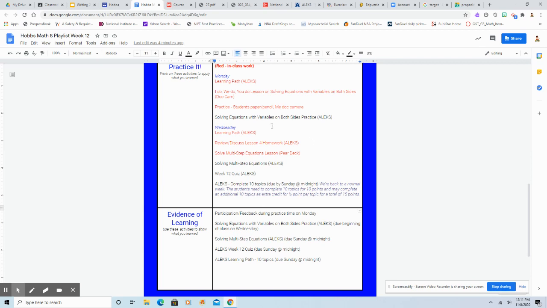Wednesday, again, we're going to review and discuss the lesson 4 homework. I am going to take the ALEKS problems. I do anticipate a couple of them posing a bit of an issue where we might have to talk about it, but I'll wait to see the data. It's due at the beginning of class on Wednesday. So right before class, I'll take a look and see where the data shows how they did on each question.